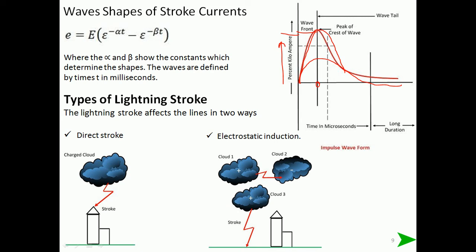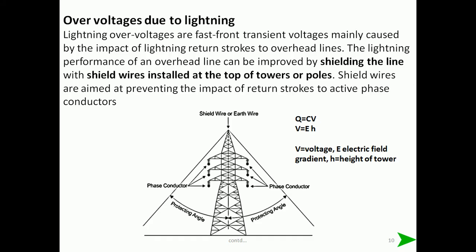Now what are the types of lightning stroke? If you see here, direct and electrostatic. Direct means the cloud discharges through a metallic body directly without any bypass path. In electrostatic induction, one group of cloud charge is induced with another, and this combines with another, and then it strikes any metallic part or any ground region, right?